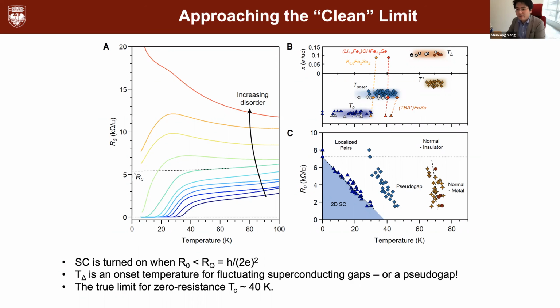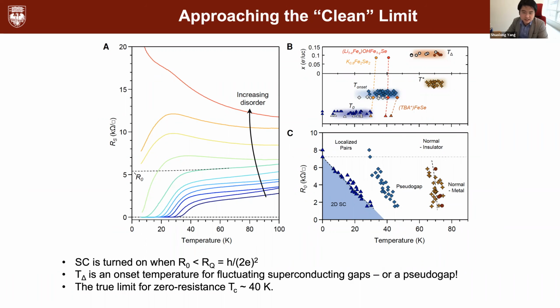So what we discover from this study is that you cannot just look at T delta as a proxy for the onset of superconductivity. Instead, you should pay attention to the zero resistance TC as well as the onset TC.